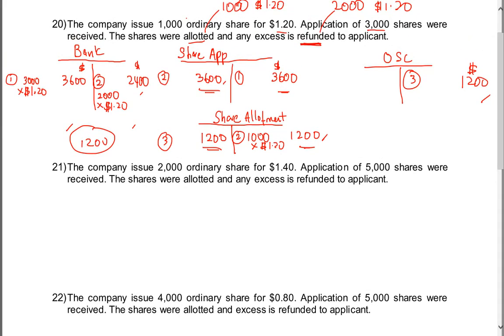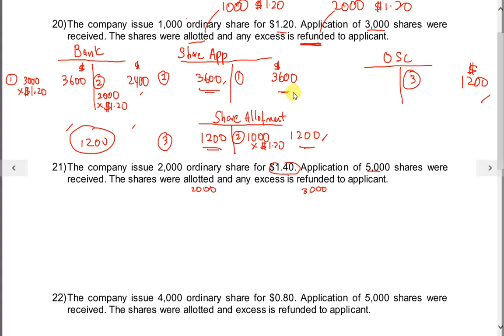Question 21. The company issued 2,000 ordinary shares at $1.40. I open to the public, ask them to apply, and the applications received at the deadline are 5,000 shares. So I'm going to allot 2,000 shares to the successful applicants, and refund the 3,000 shares at $1.40.